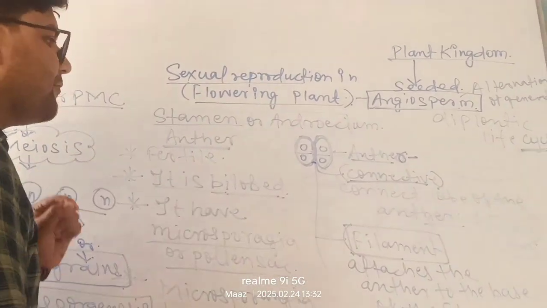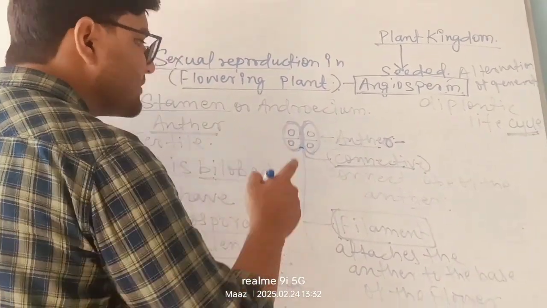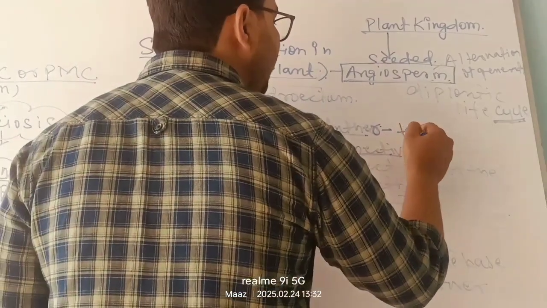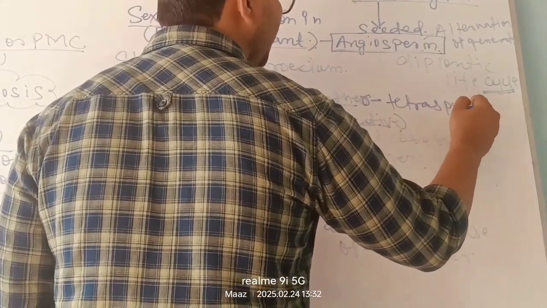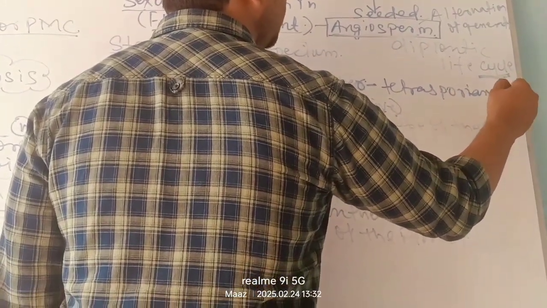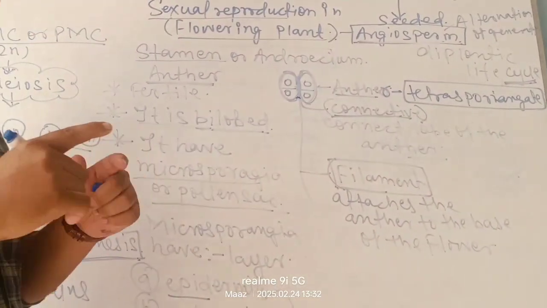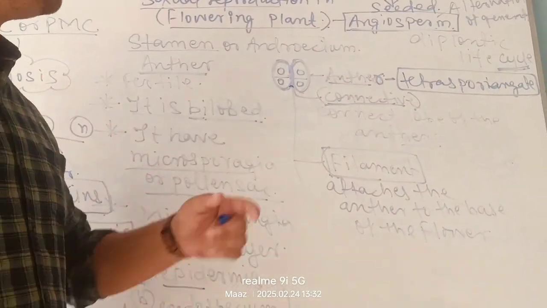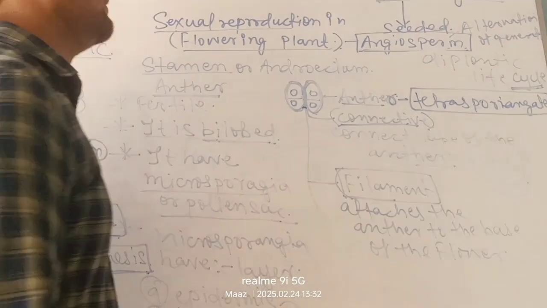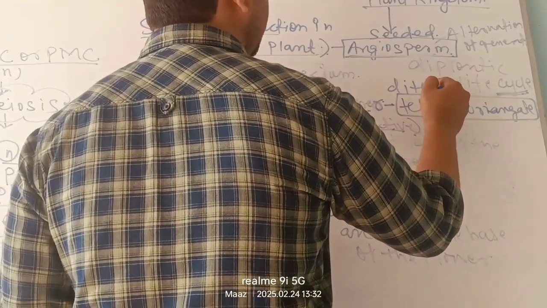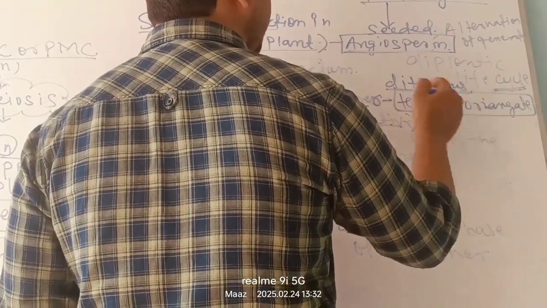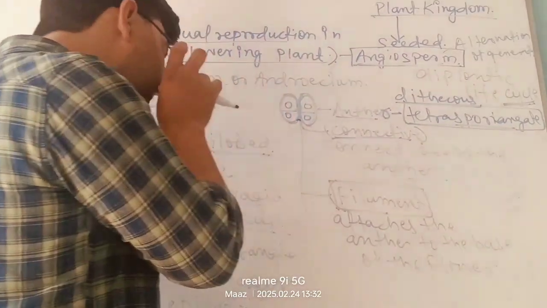And there are 4 pollen sacs. That's why the anther is also called tetrasporangiate. Or each single lobe contains a theca. That's why it is also called dithecous anther. Theca means cavity. And inside it there are 4 chambers, that is called tetrasporangiate.